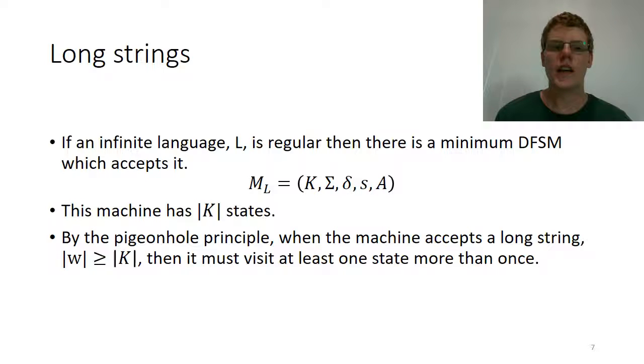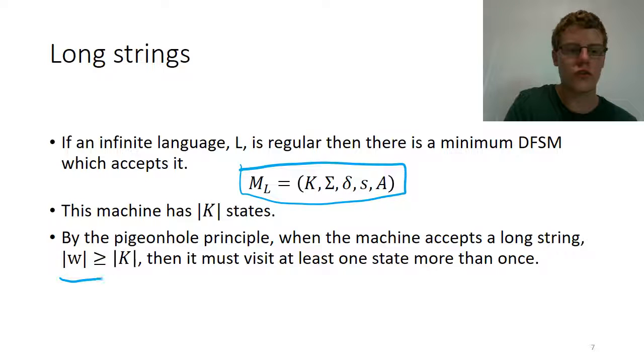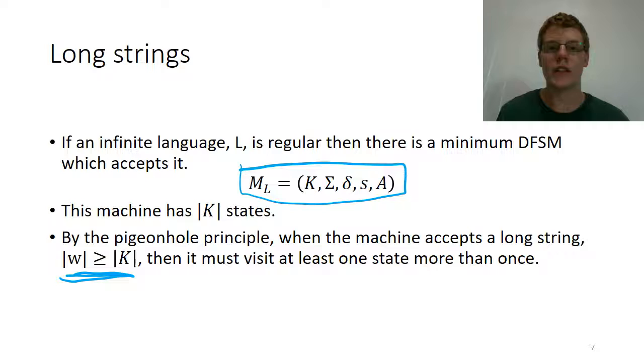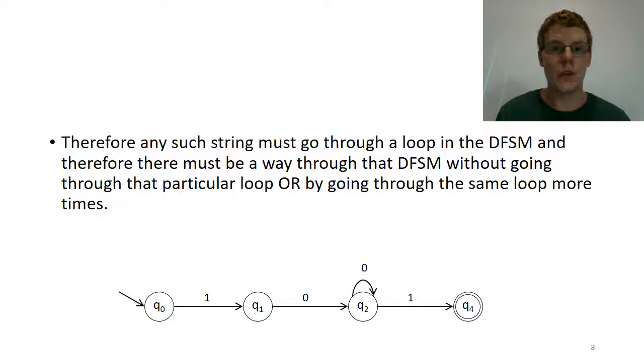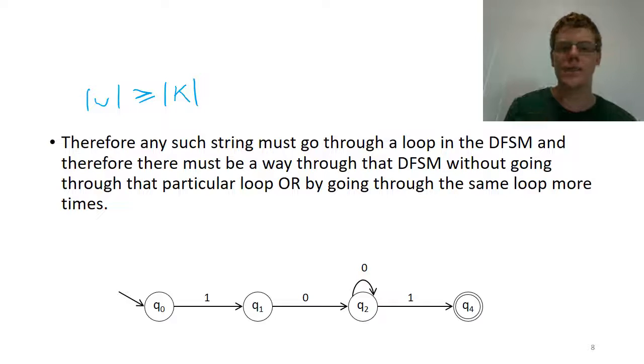Okay, so if we have an infinite language L, which is regular, then there is a minimum DFSM which accepts it and can be represented by the tuple form that I've put down here. Now, this machine has k in bar states. By the pigeonhole principle, as we said before, when the machine accepts a long string where the length of the string is greater than or equal to the number of states, then it must visit at least one of the states more than once. That's important. Therefore, any such string must go through a loop in the DFSM. If it has to go back to a state it's already visited, then there is a loop and that string is going through that loop.